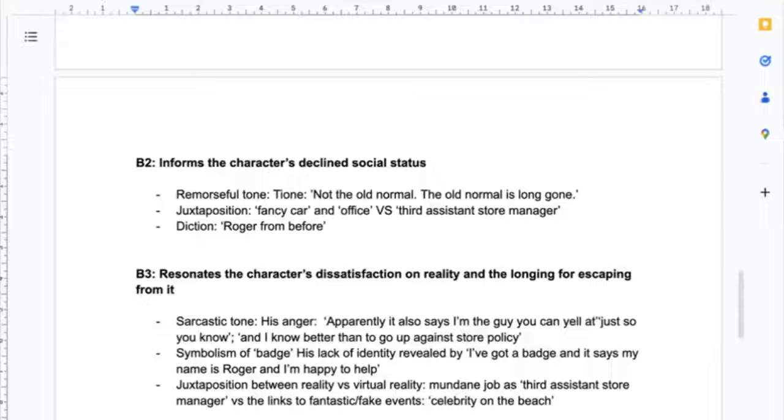Lastly, I can analyze the third function of the monologue, resonating the character's great displeasure with reality and his longing to escape from it. First, there is a quote that I found. Apparently, it also says, "I'm the guy you can yell at," or the following one. These include such a sarcastic tone, I want to say. Also, I can analyze the symbolism that the badge has. It has the symbolic meaning that his social status is discontent and he's pretty disregarded in his real life. Lastly, the fact that he can't really take his attention off checking celebrities on the beach and he's deeply absorbed in that implies that he wishes to forget the mundane and discontent life and somehow wishes to escape from it.